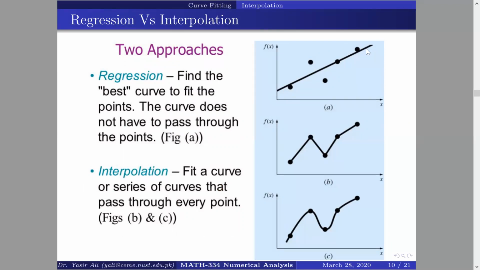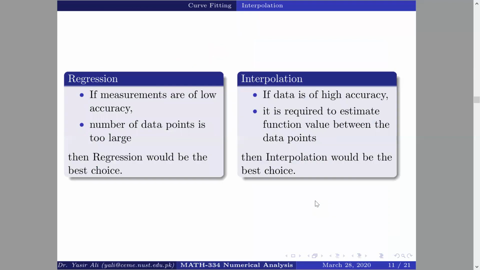This is in the case of regression, that the curve does not pass through the data points. But in the case of interpolation, the curve needs to pass through these data points. These curves might be piecewise continuous or continuous curves, but in the case of interpolation, they must pass through the data points.